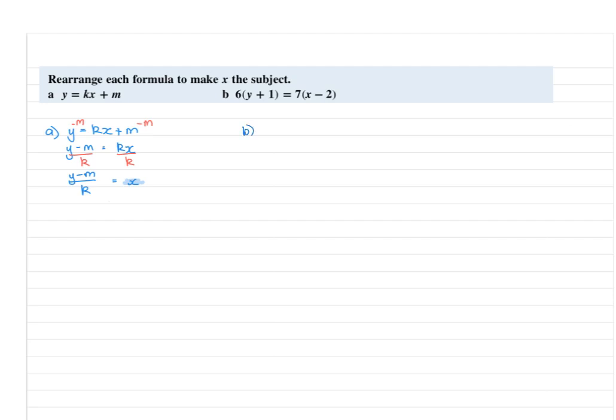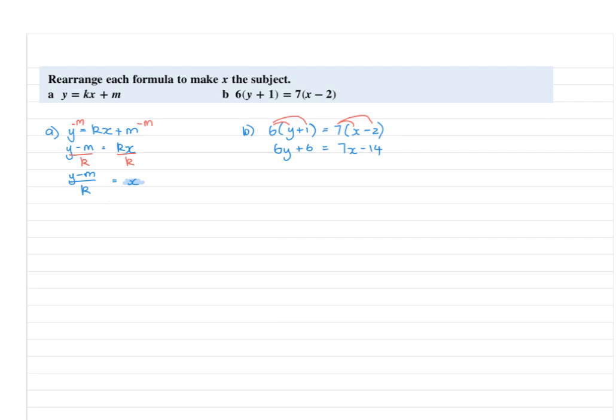B, 6(y plus 1) is equal to 7(x minus 2). Now again, I have to solve for x, which means get x by itself. So the first thing I'm going to do is expand the brackets. Remember, brackets means multiply. 6 times y is 6y. 6 times plus 1 is plus 6. Expand the brackets on the right-hand side of the equation. 7 times x is 7x, and 7 times negative 2 is negative 14.